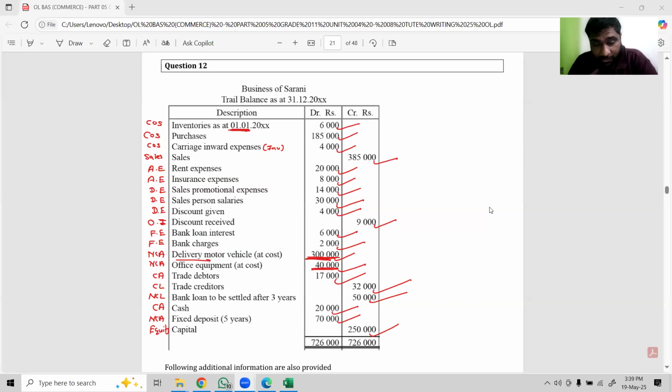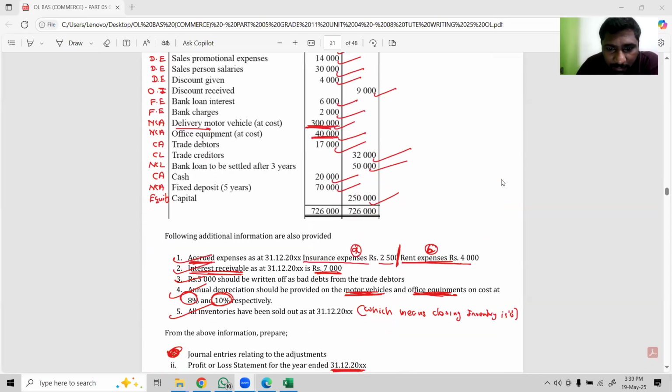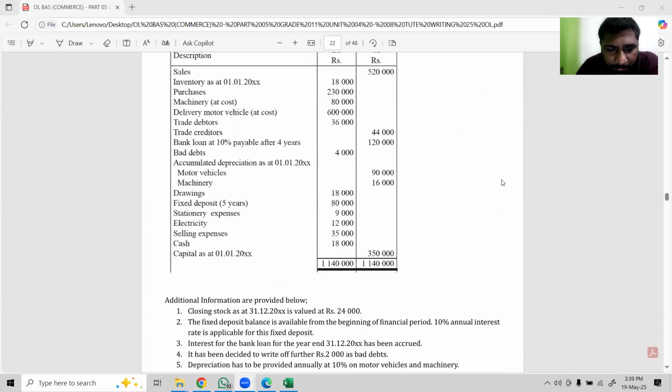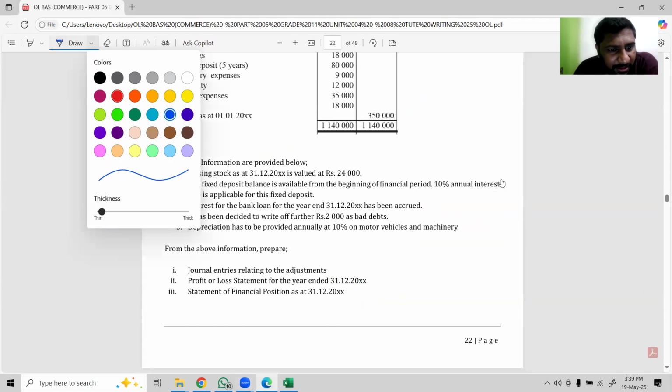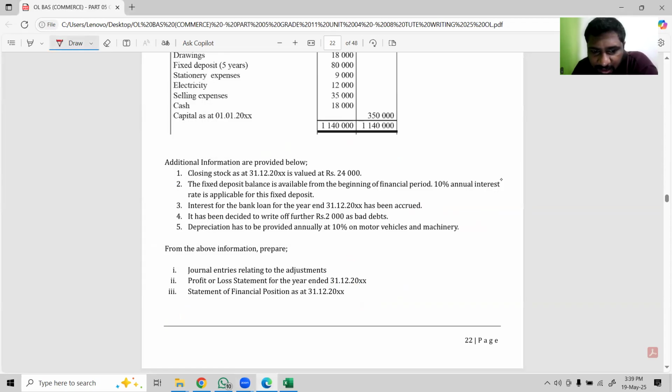Okay, so we finished the question number 12 in the last session. Today we'll get into the question number 13. In question number 13 also, it's similar to the previous question. They're asking us to write the journal entries for the adjustments and profit or loss statement and statement of financial position.